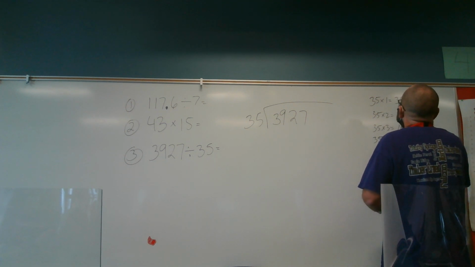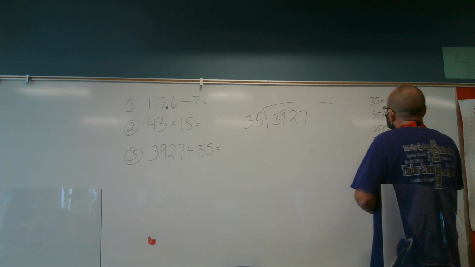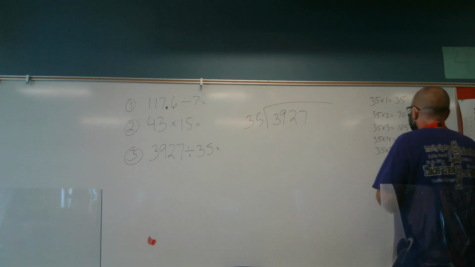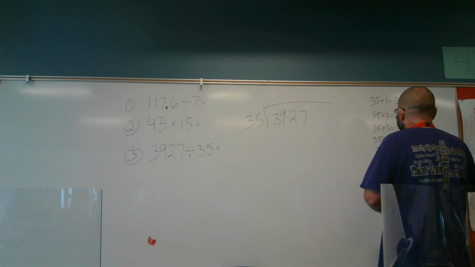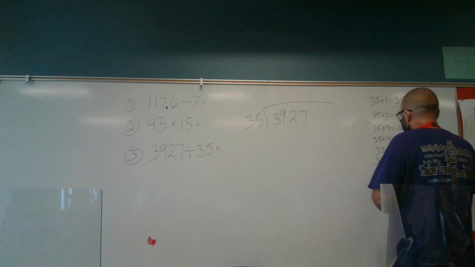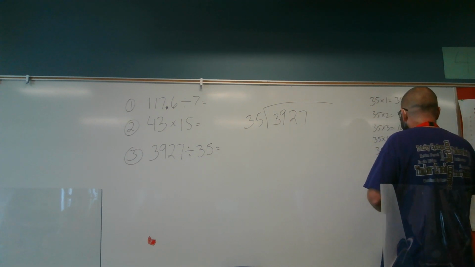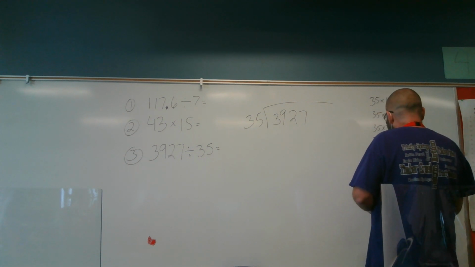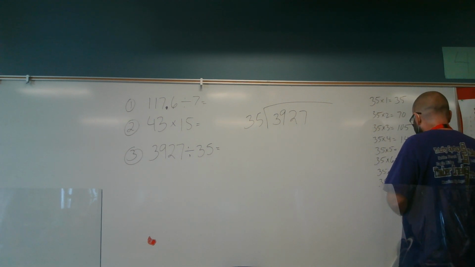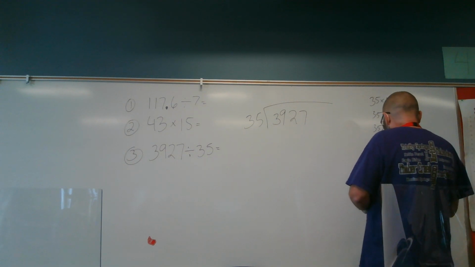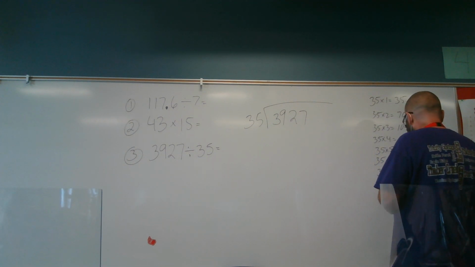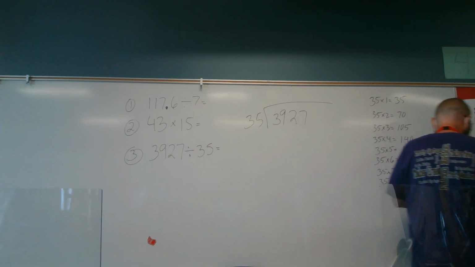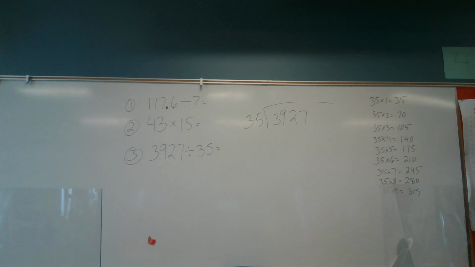35 times 4 is? 140. 35 times 5 is? 175. 35 times 6 is? 210. 35 times 7 is? 245. 35 times 8 is? 280. 35 times 9 is? 315.